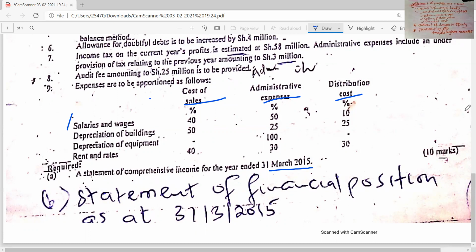Good. Before we start the computation, we begin with classification of the expenses under the functional heads. That is the first working I have to do, and that is the only major working under this question. Once we are done with the classification, you would be okay to present your statement of comprehensive income, which is very simple. Then we do the statement of financial position as stated down there.